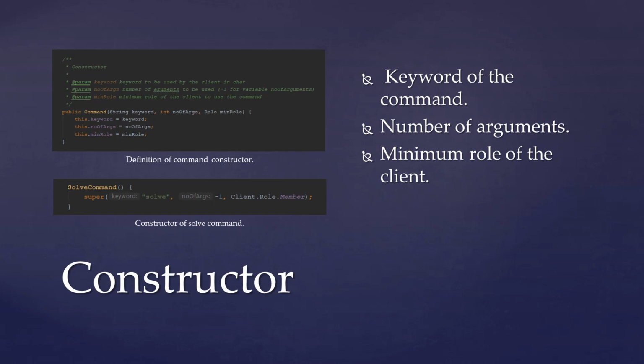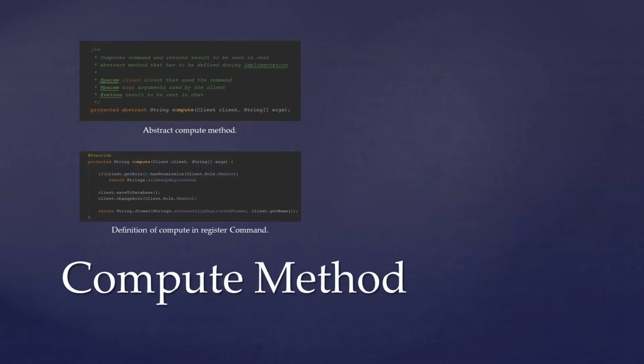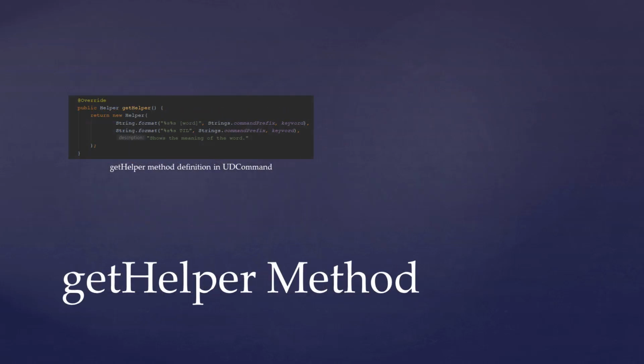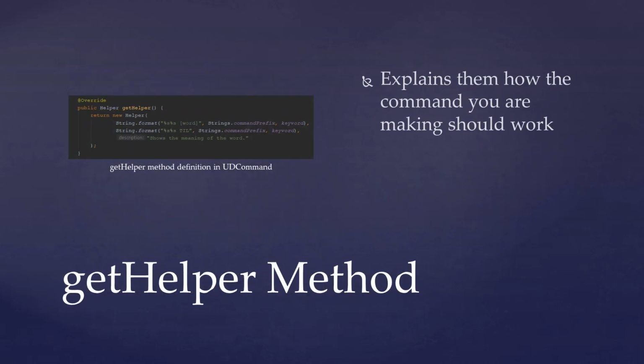So the client will only be able to use the command if their role is above or equal to the specified one. Compute method is where the real deal happens. This is the method which is executed when a client calls the command. Here we get the client who called the command as a parameter and also the argument they passed. And we have to use those and return a response string that will be sent in the WhatsApp group. GetHelper method is used when the client uses help commands, which explains them how the command you are making should work. The method should return a helper object whose constructor takes template of the command, an example of the command, and description of the command.